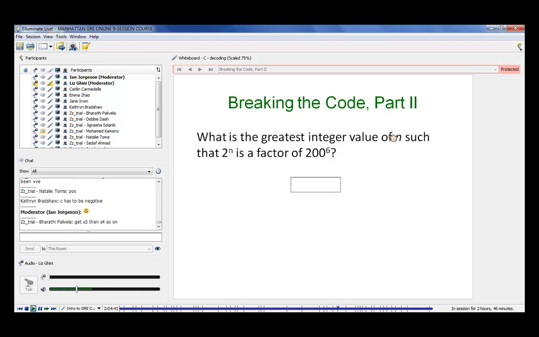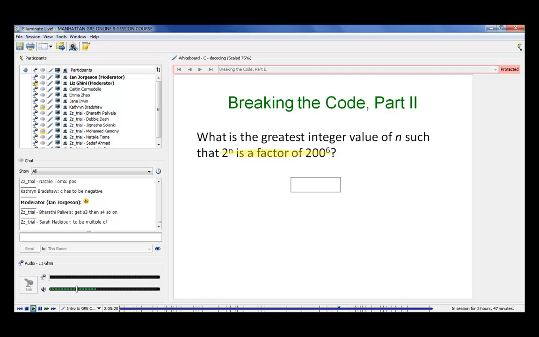What is the greatest integer value of n such that 2 to the n is a factor of 200 to the 6th? Oh my goodness, how could I even calculate 200 to the 6th on my calculator? What does this mean, is a factor of? How do I translate this and figure out what it's saying? What does it mean? Anybody remember? What does it mean to be a factor of? Could somebody express that in simple language? If 2 to the n is a factor of 200 to the 6th, never mind solving it, just what does it mean?